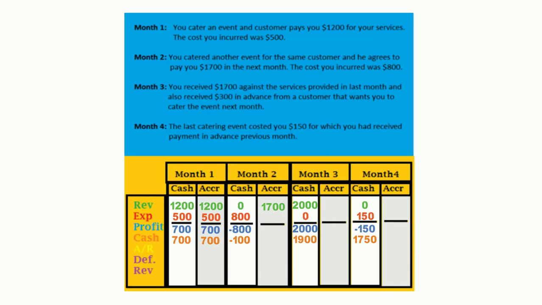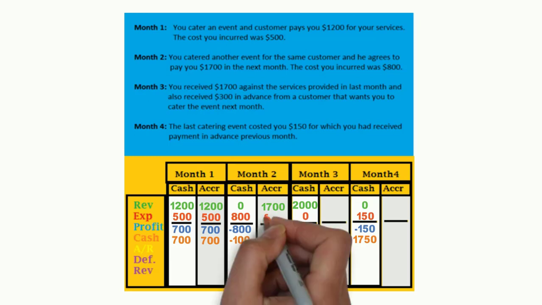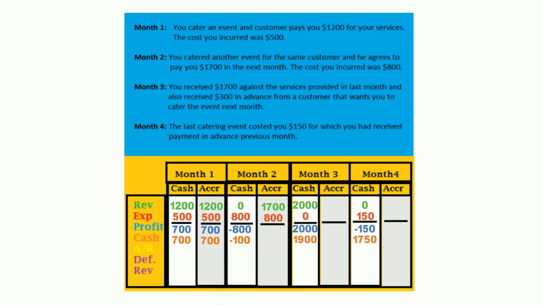And the way that you account for that is on your balance sheet you say that you are essentially owed $1,700. And then the cost to you was $800. So here, all of a sudden, you performed the service, the revenues and expenses for that service are in that month. And now your profit here shows $900.